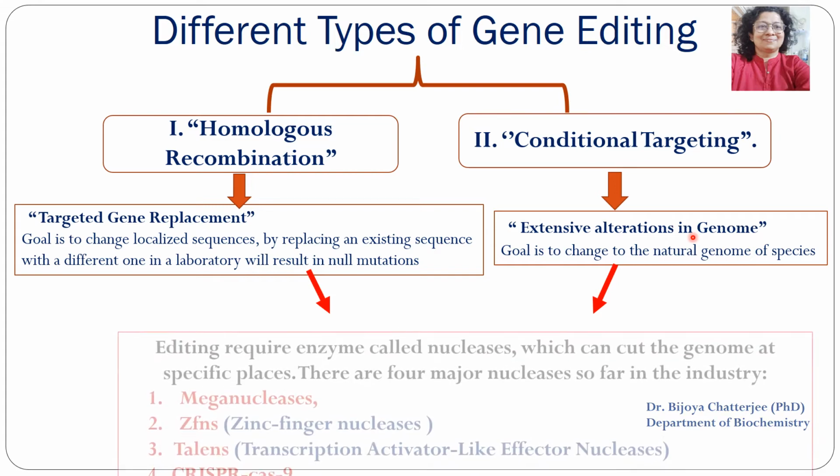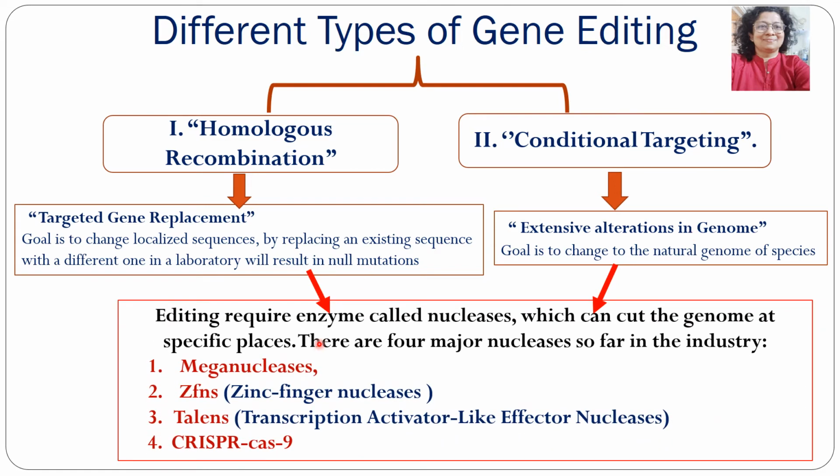Both these types need enzymes called nucleases. So the editing mechanism of genes needs an enzyme called nucleases which can cut the genome at specific places. There are four major nucleases so far in the industry. The first one is the meganuclease, second is zinc finger nucleases, third one is the TALENs, and fourth one is the CRISPR-Cas9 system.